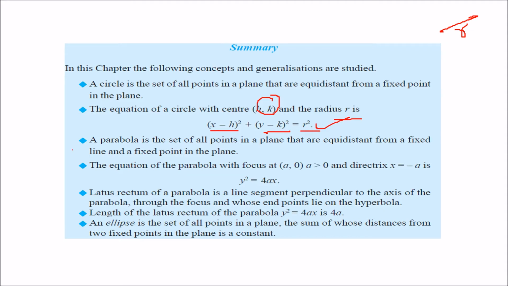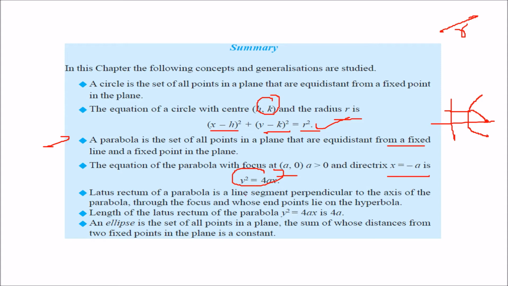Also, the parabola is what? These are the set of all points in a plane that are equidistant from a fixed line, which is the directrix, and a fixed point in the plane, which is called the focus. This is how a parabola will look. The distance will always be equal. The equation of the parabola with focus at (a, 0) and directrix at x equal to minus a will become y square is equal to 4ax.